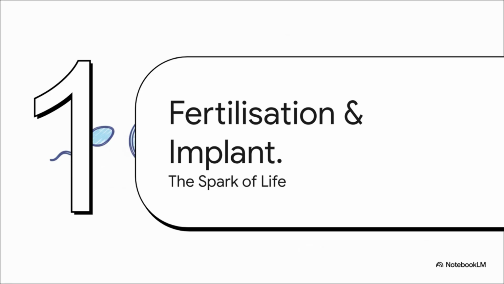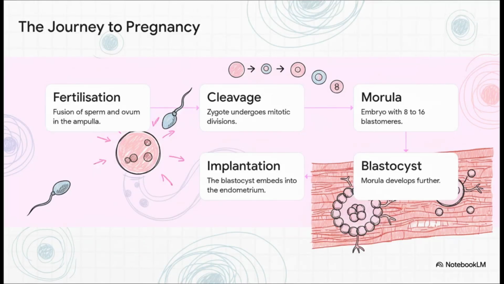So, the egg has been released, the uterine lining is ready, the stage is set for the next huge event. This section is all about that moment when the gametes meet and a new life begins. This slide maps out the incredible first week of life. It's an amazing journey. After insemination, millions of sperm travel toward the fallopian tube. If they find an ovum in that ampullary region, fertilization can happen, creating one single diploid cell called a zygote.